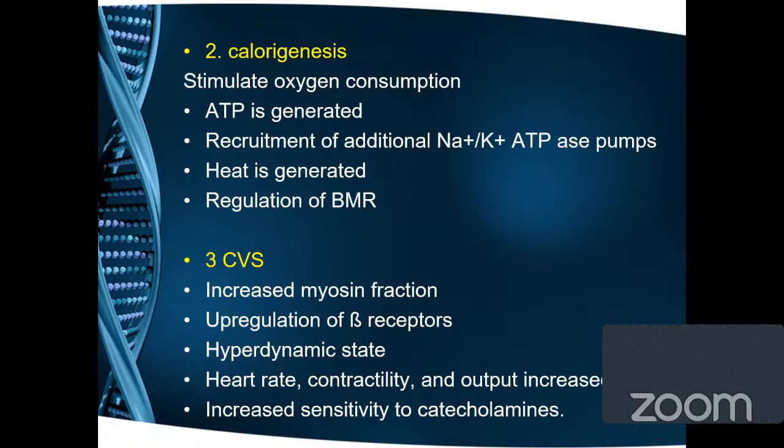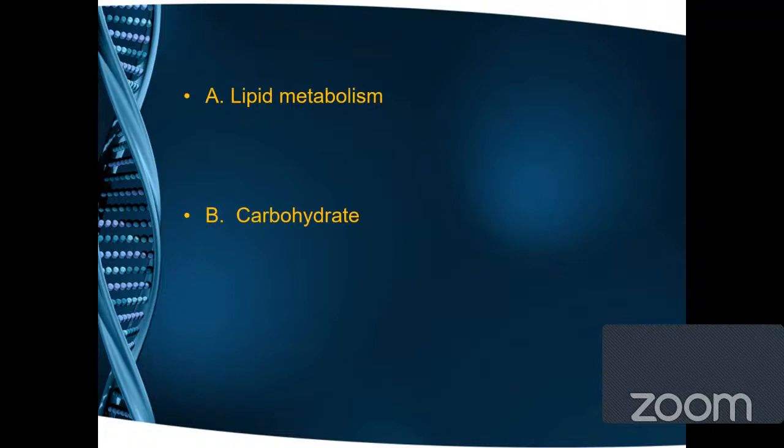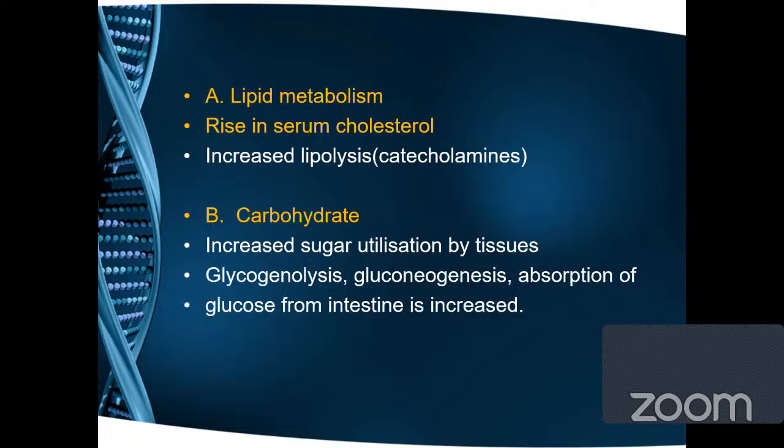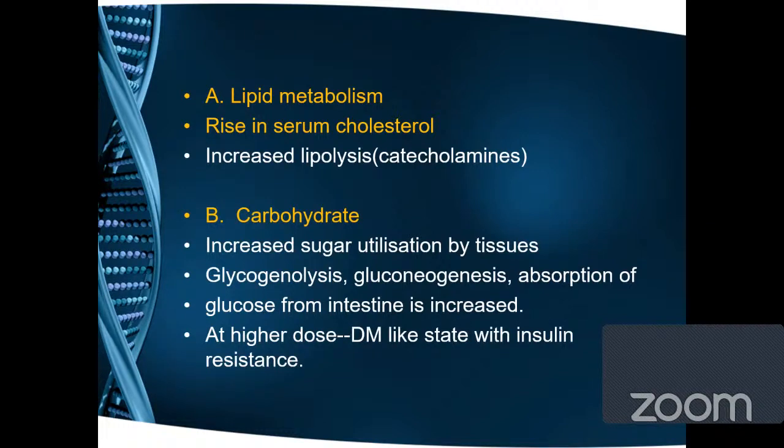Now next action is action on metabolism. So on lipid metabolism, there will be a rise in serum cholesterol level. Lipolysis is seen, that is the action of catecholamines. On carbohydrate, there is increased sugar utilization by tissues in the presence of thyroid hormone. Again, glycogenolysis, gluconeogenesis, and absorption of glucose from the intestine are increased. So therefore, at higher levels of thyroxine, there will be a diabetes mellitus type state because blood sugar level will be increased.